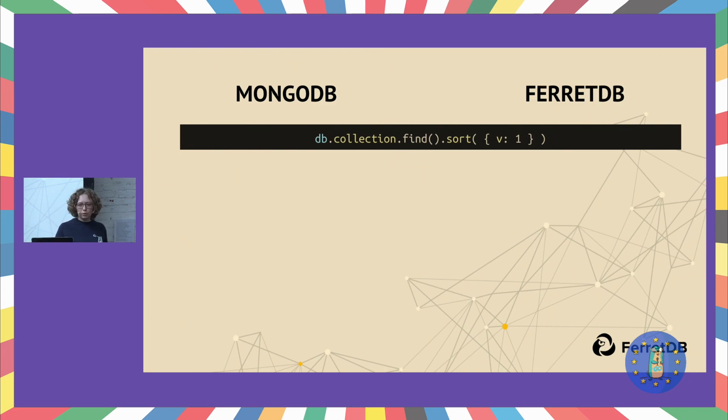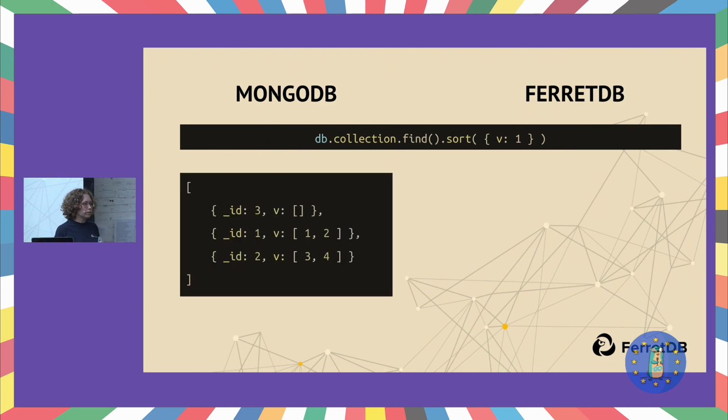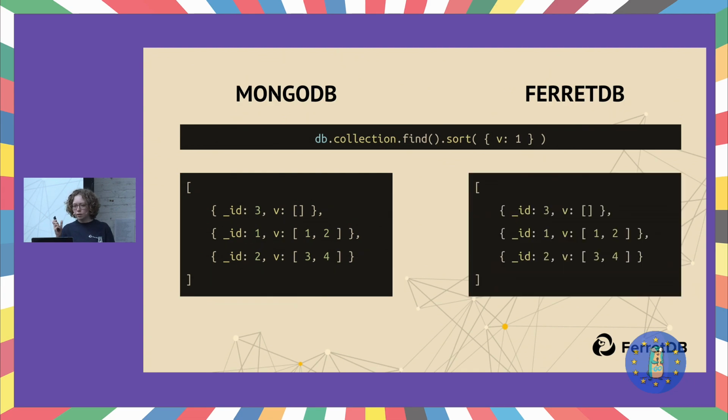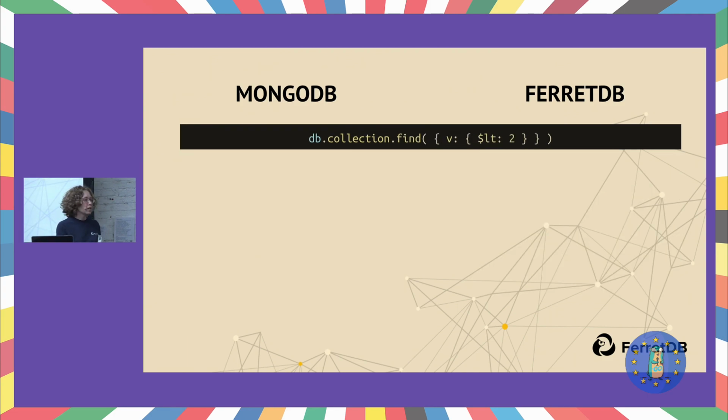OK, so we call sort for MongoDB. We see that the empty array is first. We call sort for FerretDB. We see that the empty array is also first, and the other documents are sorted correctly as well. So far, so good. Now let's filter.